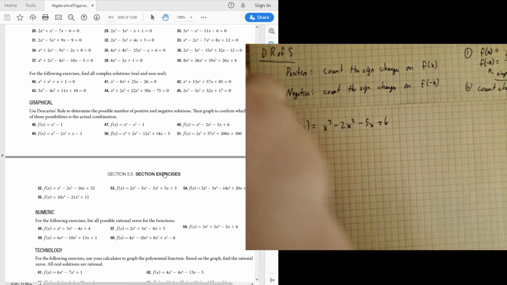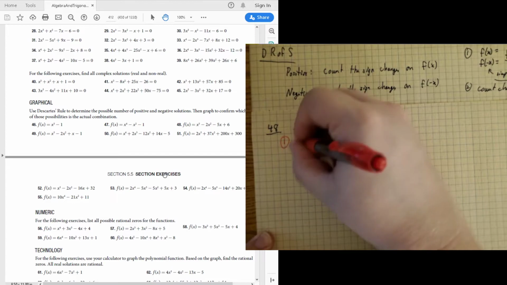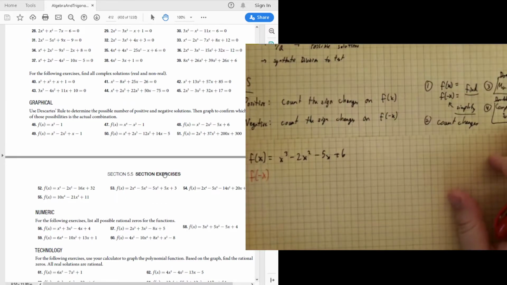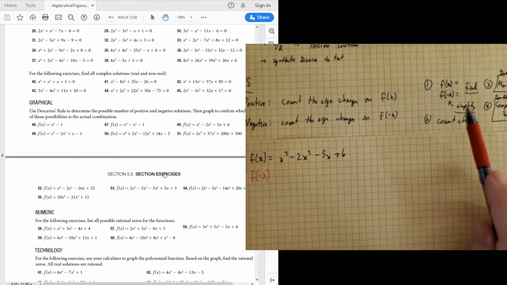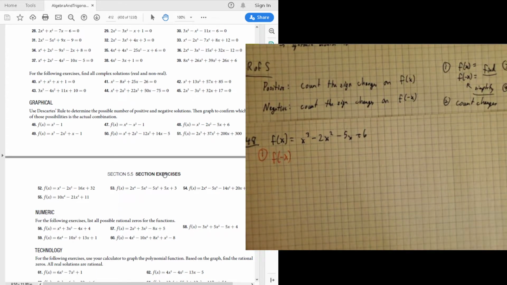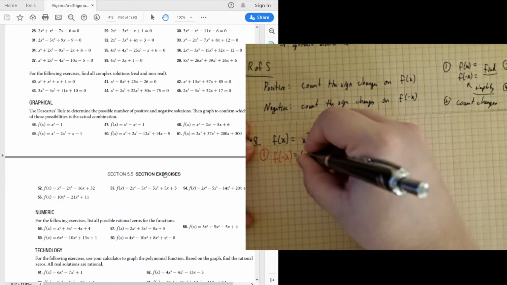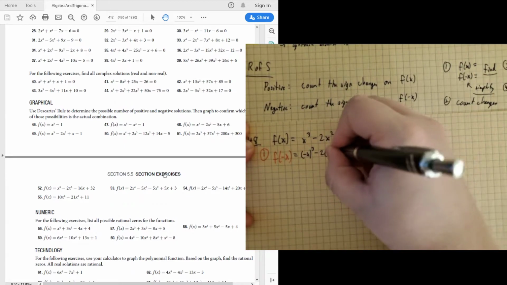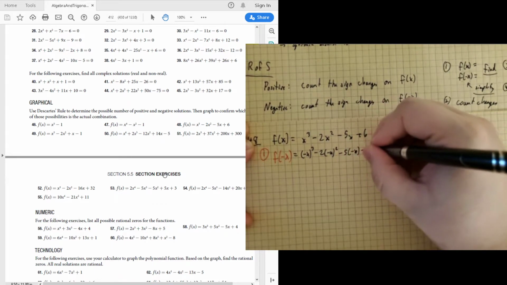Now, first thing I'm going to do, I'm going to find f of negative x, right? That's the first thing I said to do: whenever we're doing these kinds of problems, make sure you have f of x and you have f of negative x. Find those first, and make sure to simplify the f of negative x. There's a trick to simplifying that's really helpful, and I'll show it here. When we do the f of negative x, negative x cubed minus 2 negative x squared minus 5 negative x plus 6.